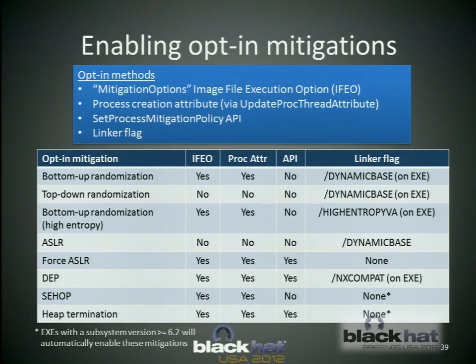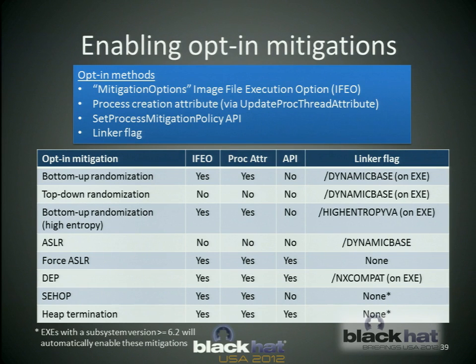We've also added a process creation attribute. So when you're launching a process, you can actually enable these flags for the process that's being created. We've also added a new API, called set process mitigation, that can be used to turn on certain mitigations. And in some cases, there's a new linker flag that you can set when you're building your application, which sets a bit in the image that will turn these on.